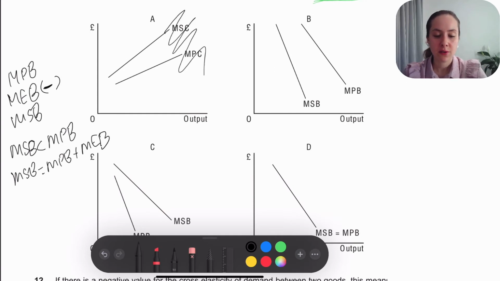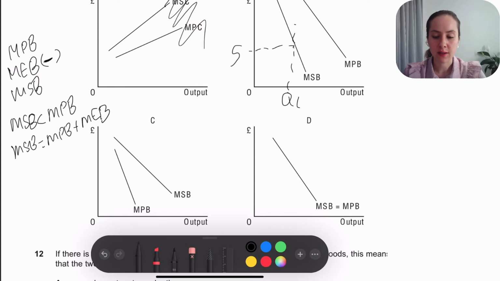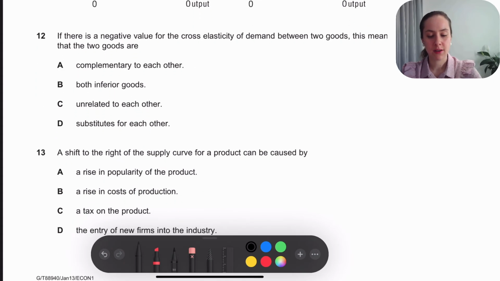So demerit good is not about supply, but it's about the consumption. And specifically, it's where the society is benefiting less. So you can see here at Q1, society benefits only a 5, and the individual benefits a 10. So this is looking good for a demerit good.